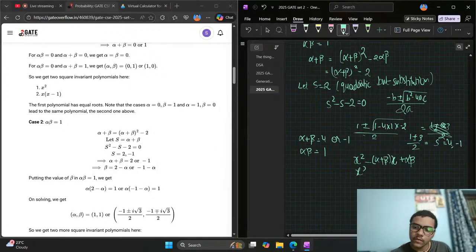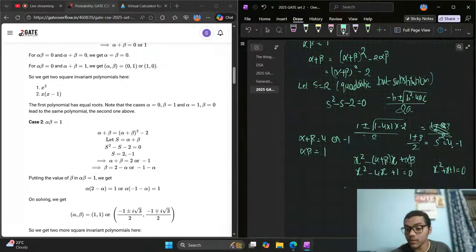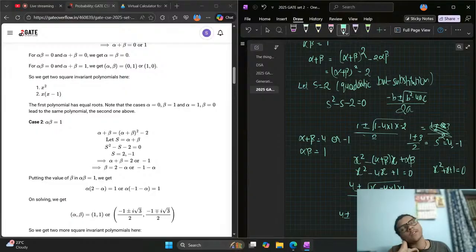This is our one. So we will get x square minus 4x plus 1. Am I doing it right? I don't know. x square plus x plus 1 is equal to 0. If you do this, what will you get? Minus b. 4 plus or minus 16 minus 4 into 1 into 1 by 2. That is 4 plus or minus 16 minus 4 is root 12 by 2.